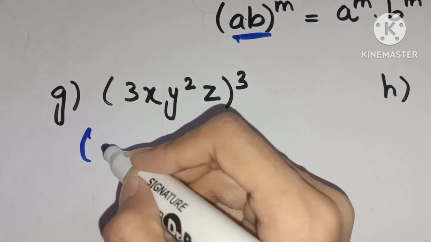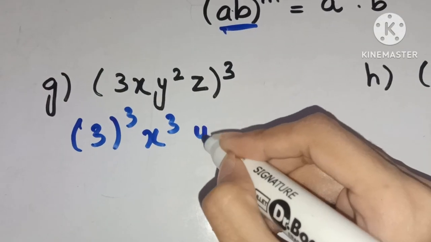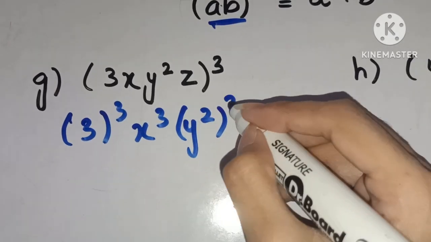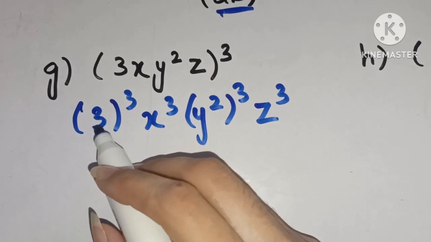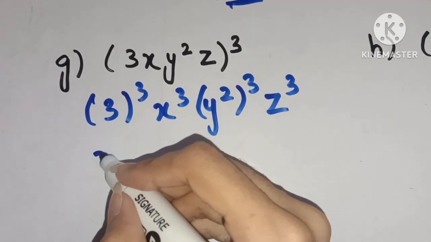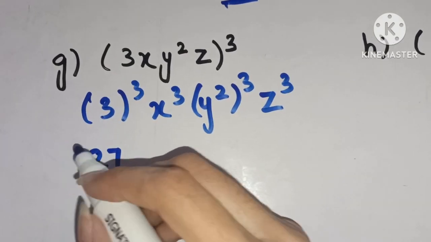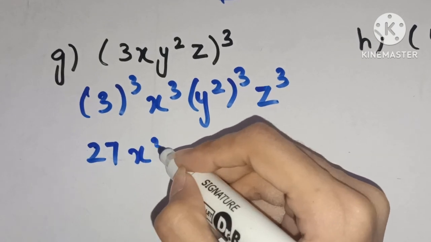So we will simply write it like this: 3 with a power of 3, x power 3, and y square has a power of 3, and z has a power of 3. So 3 has a power of 3, which simply means that it is 27, which means 3 multiplied by 3 multiplied by 3. So it is 27. And x cube we will write as it is.